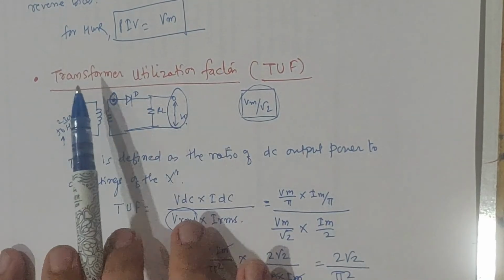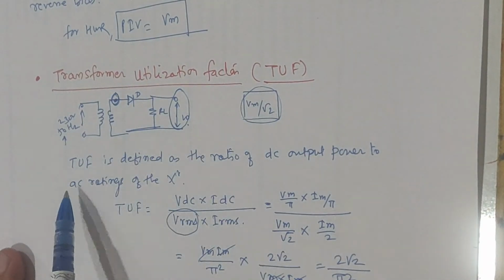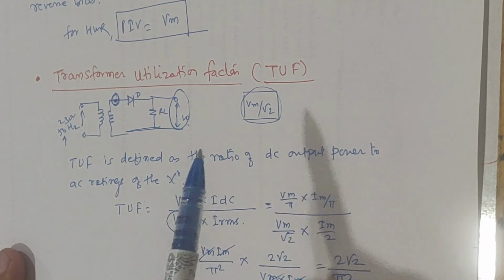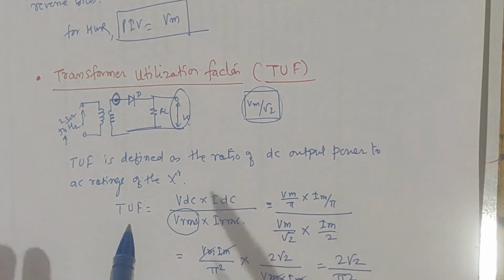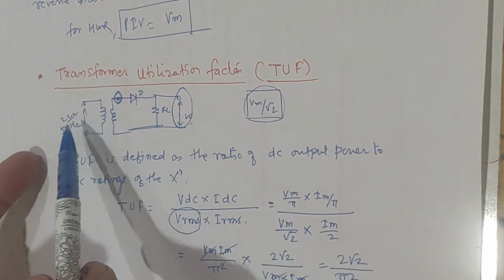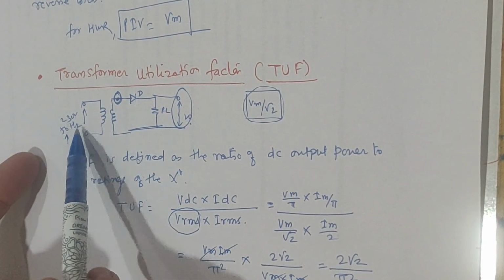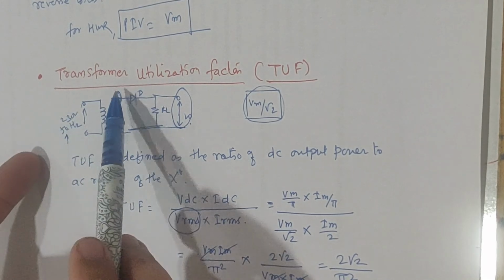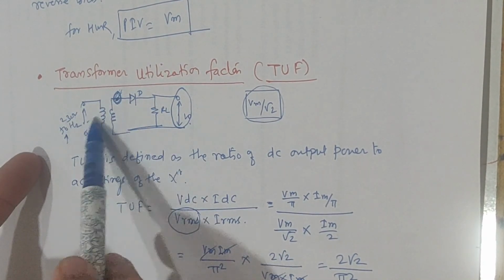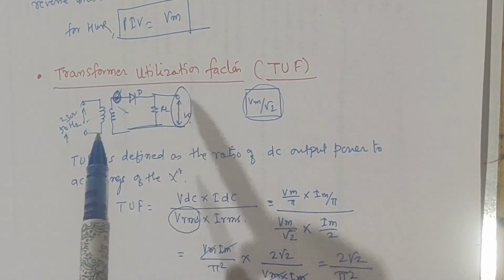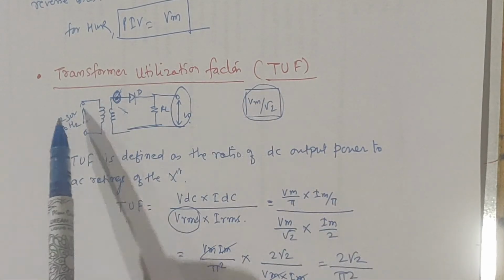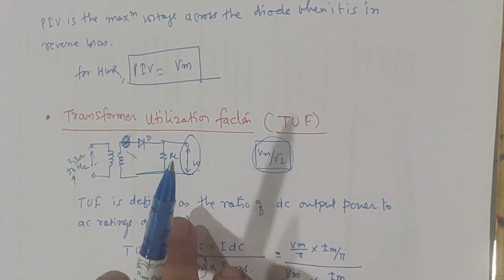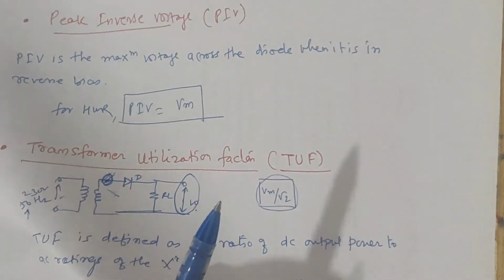TUF, transformer utilization factor, is nothing but the ratio of the DC output that you actually get to the actual input that you provided at the transformer side, meaning the primary of the transformer. Till now we were considering this point because we were stepping down the voltage, so we were considering step down voltage rather than the AC voltage. Okay, so I hope you have understood this.